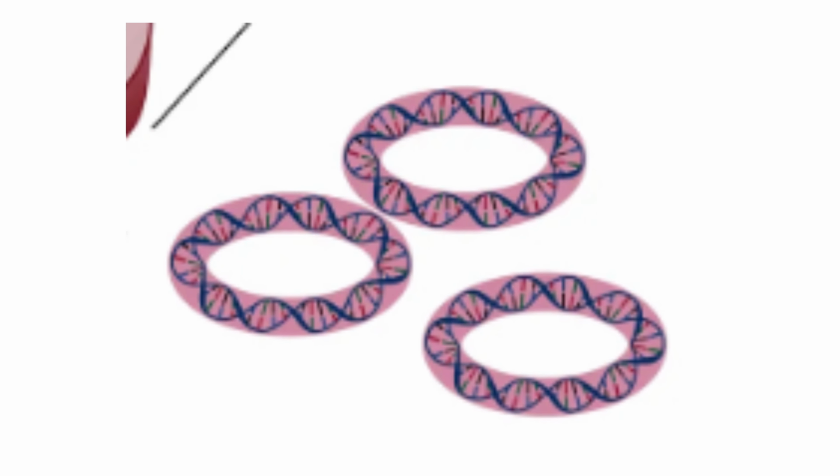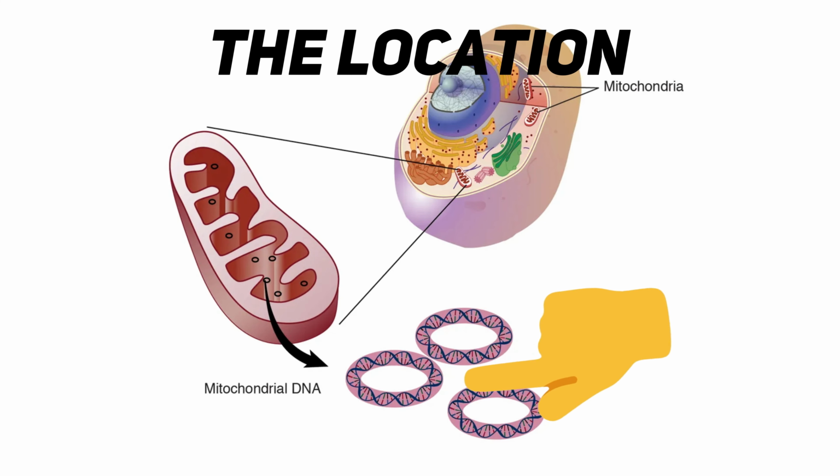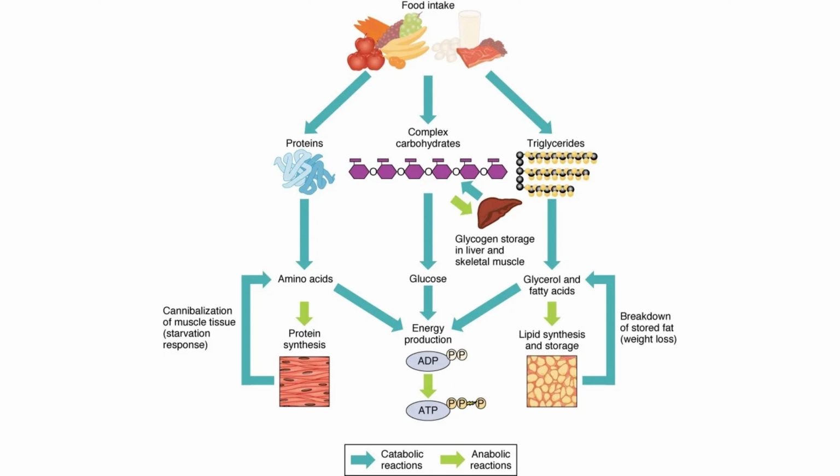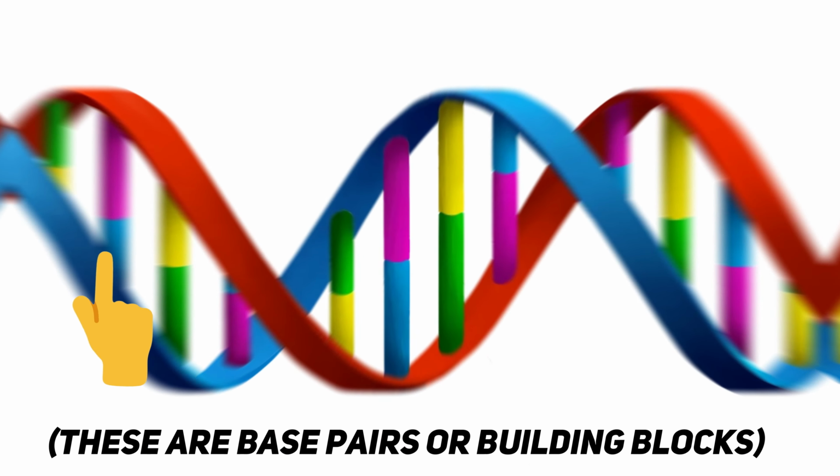Mitochondrial DNA, otherwise known as mtDNA, is a small chromosome found inside the mitochondria. The mitochondria being cellular organelles within the eukaryotic cells that convert chemical energy from food into ATP, ATP being adenosine triphosphate.